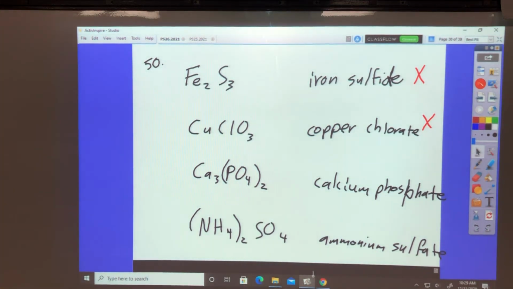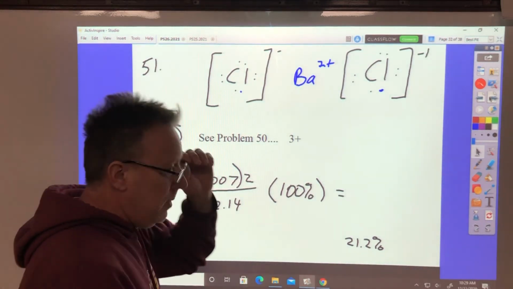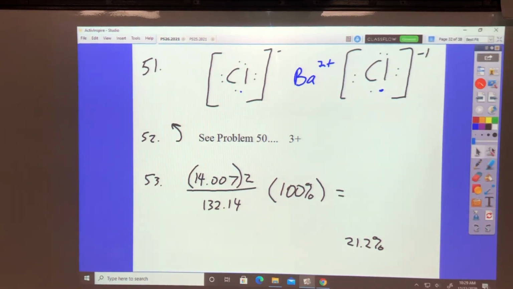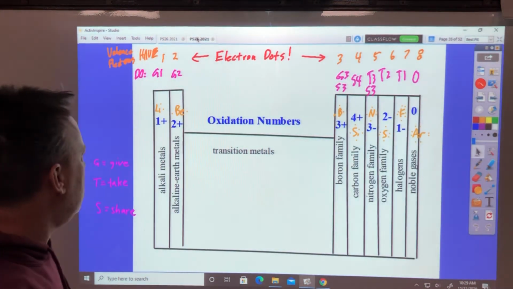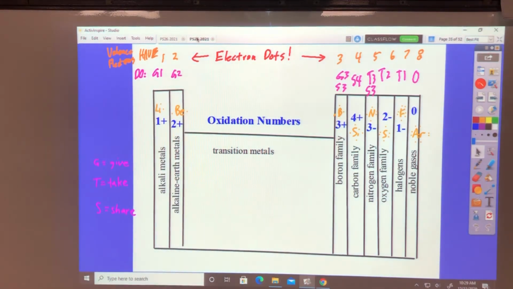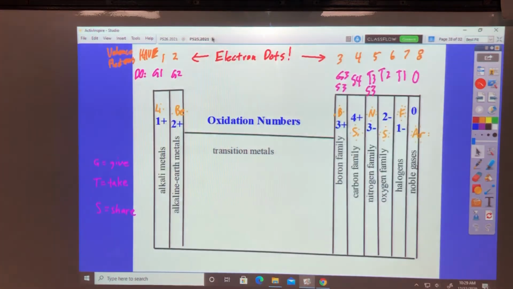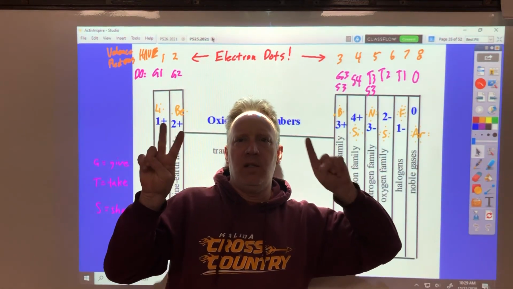Draw an electron dot for BaCl2. Explain how your diagram shows all the atoms are stable. Okay? Barium is in the alkaline earth metals, gives 2 valence electrons away. Chlorine takes 1 valence electron. It's right here. You'll have a periodic table. Takes 1, gives 2. Not a match. I need another chlorine.